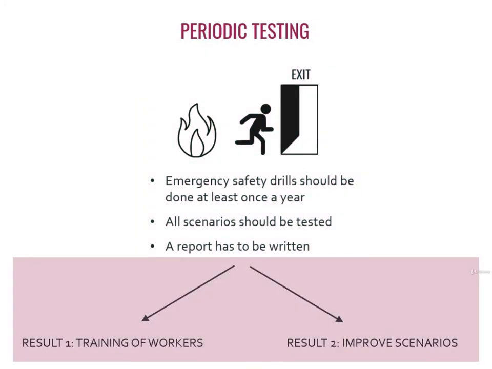These tests have a double effect. Result 1, training of workers. These drills are a very effective way to train workers. Result 2, improve scenarios. By analyzing the results of the drills, the OH&S specialist finds out which part of the emergency plan needs to be improved. We will talk about this second result in the following slide.